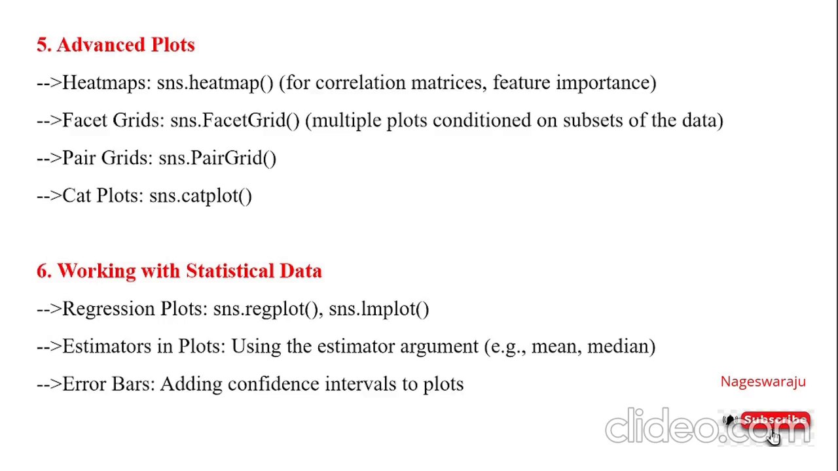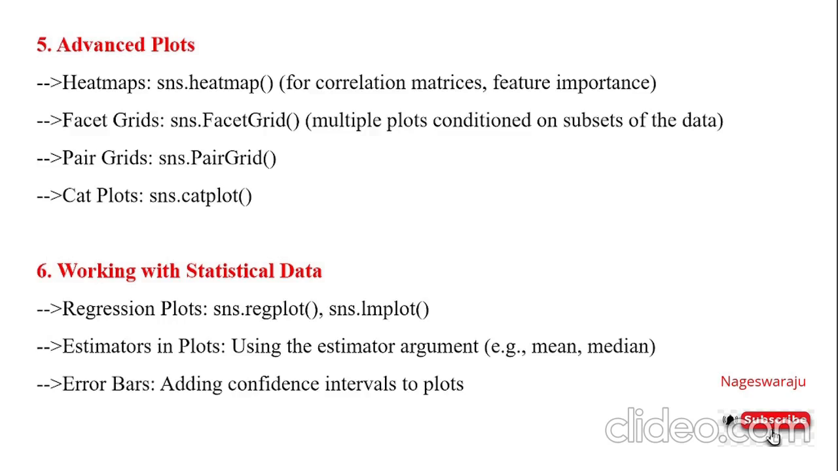The main use of a heat map is showing the correlation between the matrices. Next, FacetGrid means there will be multiple plots, and each and every plot has more than one subplot. PairGrid means we need to pair the data. That means we need to get a relation between the two values. Next, cat plot. With a cat plot we also visualize the data in different formations.